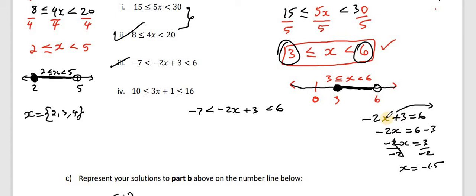If you plug it back in there, you'll see that's true. -2 times -1.5, that will give us +3 because negative times negative will be positive. So +3 plus +3 give you +6. If we did it any other way, we would have gotten the wrong answer. So the same thing here. We remove the 3 first.